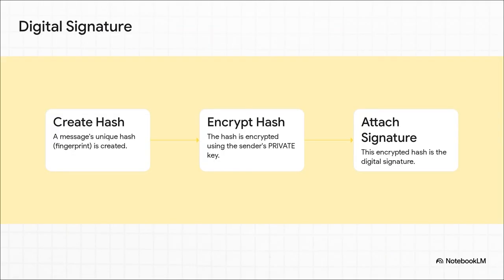So, here's how the magic trick is done. First, your computer creates that unique digital fingerprint, the hash of your message. Then, and this is the really cool part, you use your private key to lock up just the fingerprint, not the whole message, just the fingerprint. That locked up fingerprint, that is the digital signature. It gets stuck onto the message and off it goes.